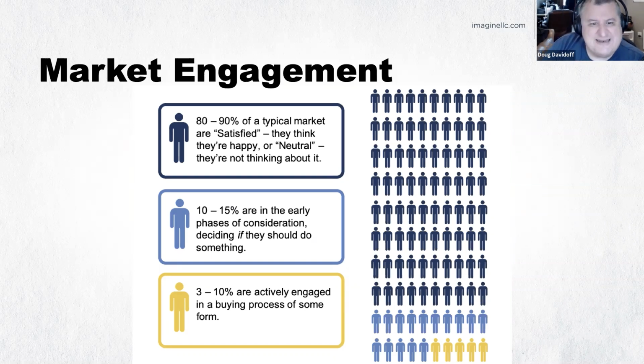80 to 90% not thinking about what we do one way or the other. 10 to 15%, they're in the earlier phases of consideration. They're in the process of deciding if they're going to do something. And then, right about 3 to 10%, well, they're actively engaged in a buying process of some form. So at any given time, in any given market, a very small percentage of the people that we want to do business with are looking to do business.